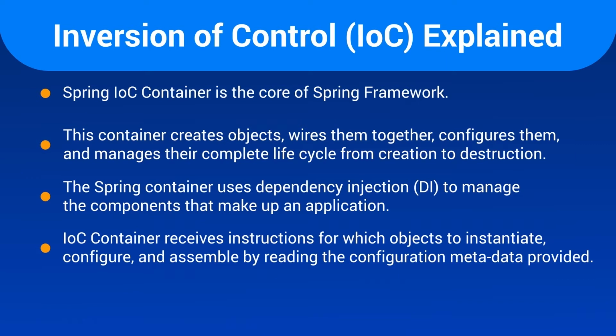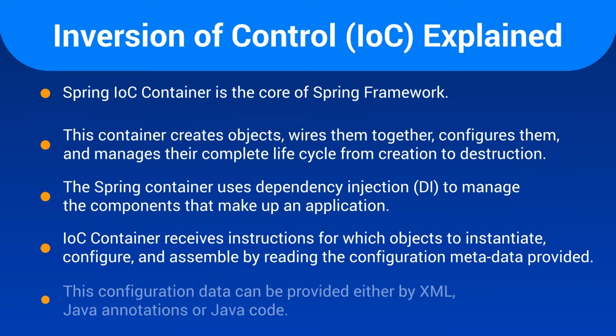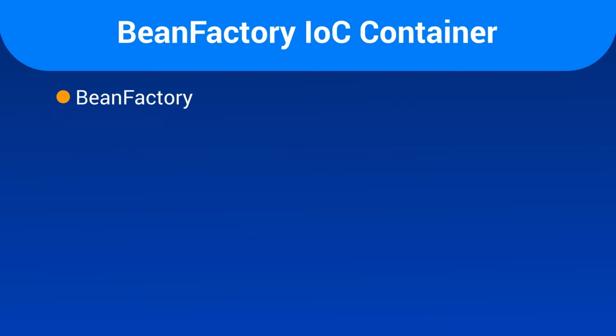How does it do this? Well, it receives instructions for which objects to instantiate, configure, and assemble by reading the configuration metadata provided. And that configuration can be either pulled from an XML file, Java annotations, or Java code. Now, there are two types of IOC containers in Spring. One is called the Bean Factory, and the other, what we mentioned earlier, is called the application context.